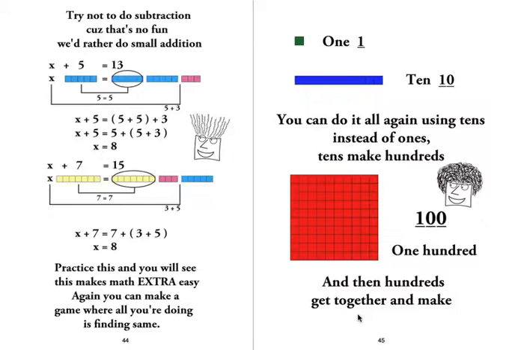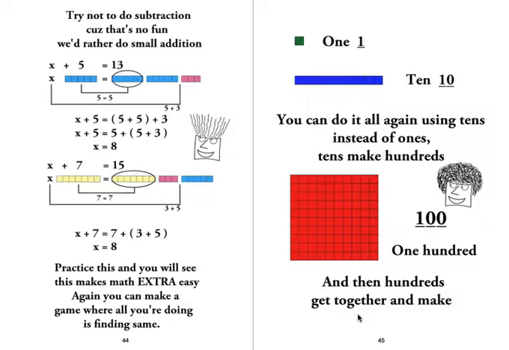Try not to do subtraction because that's no fun. We'd rather do small addition. X plus 5 is 13. Well, now that we've done all that other stuff, it should become very easy. What do we have to add to 5 to get 13? Well, I know that 13 is just 5 and 5 more and the 3, right? So I have to add 8.